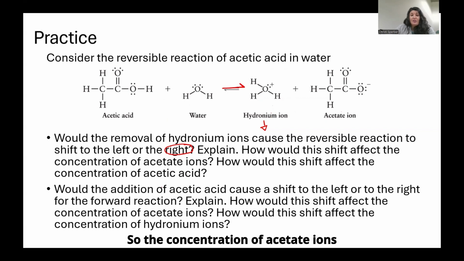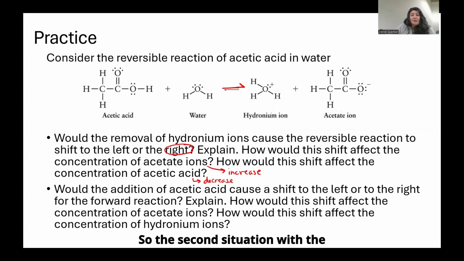So the concentration of acetate ions is going to increase because it's a product. We're making more products. And how would the shift affect the concentration of acetic acid? Well, we're going to use up the reactants to make the products, so the acetic acid concentration is going to decrease.